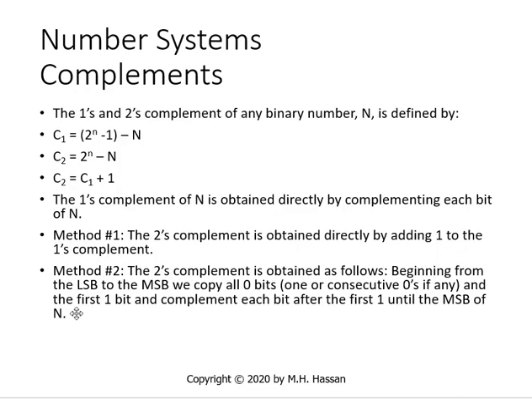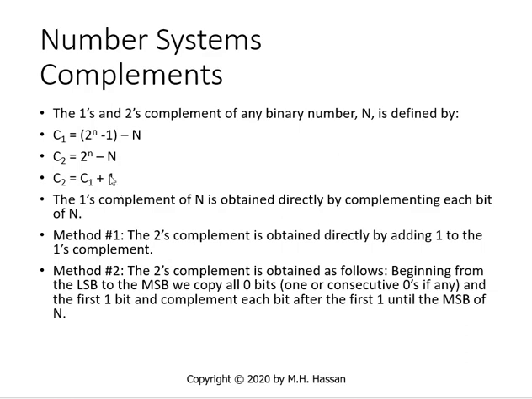Now, how do we define those complements? The complement C1 is defined by 2 to the power n minus 1 minus capital N. Capital N is the number value, binary, and the small n is the number of bits in the number. It's 8 or 16 and so on and so forth. C2 is defined by 2 to the power small n minus capital N. Therefore, C2, which is the 2's complement, is equal to C1 plus 1.